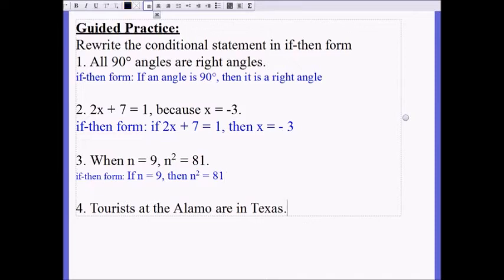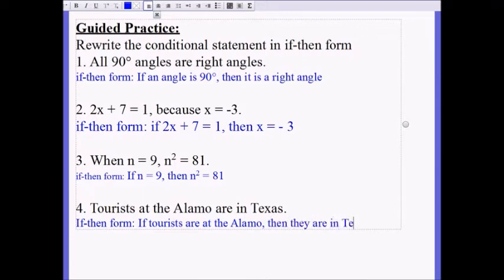And then finally, let's try this one out. Okay. Go ahead and give yourself a second to think about it. Okay. So, if-then form, if tourists are at the Alamo, then they are in Texas. Okay. So really this guided practice was all about trying to change these statements into if-then form. Okay, so now we have 4 conditional statements. Questions? Let's move on to the next slide.